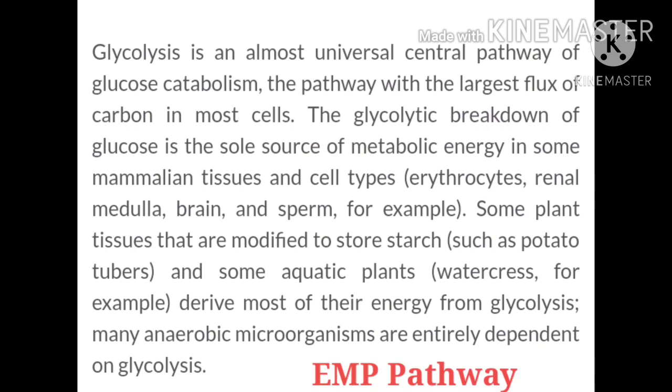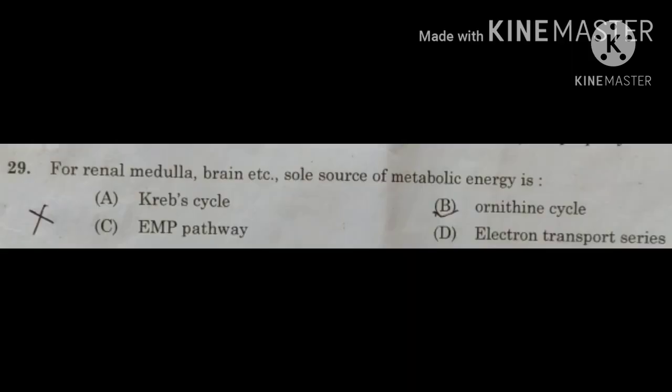In order to honor these scientists, this pathway was named with the first letters of these three scientists, namely EMP pathway. And this glycolysis process acts as the sole source of metabolic energy in some mammalian tissue and cell types. For example, erythrocyte, renal medulla, brain, sperm, etc. Some plant tissues that are modified to store starch, such as potato tubers, and some aquatic plants derive most of their energy from glycolysis. Many anaerobic microorganisms are entirely dependent on glycolysis. So the correct answer for this question is option C, EMP pathway. EMP pathway is also known as glycolysis or glycolytic breakdown.